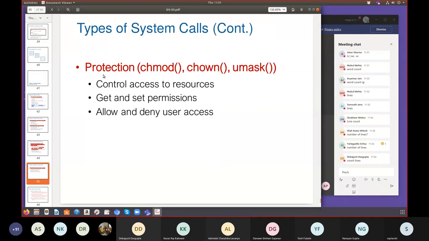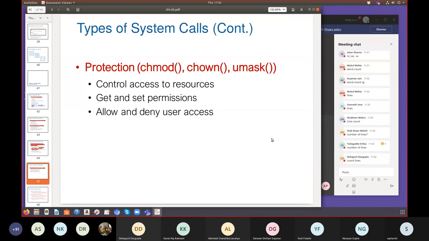Also, there are several other system calls, like say for protection. Protection is a very important concept in systems, because you cannot allow everyone to access every file. So there are some files which only a particular user can access, like there are some files in your home folder which only you can access.